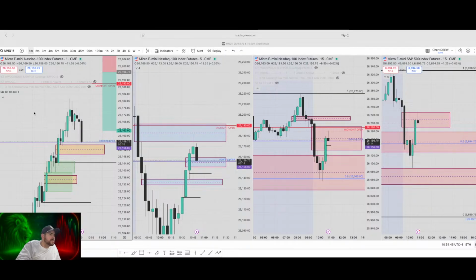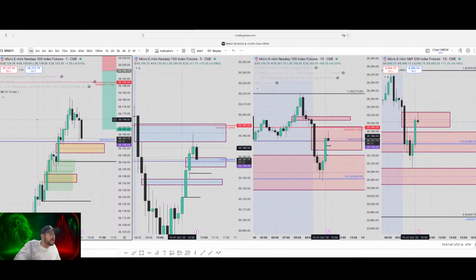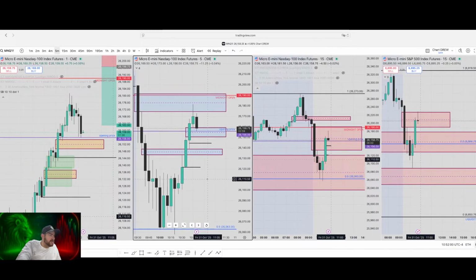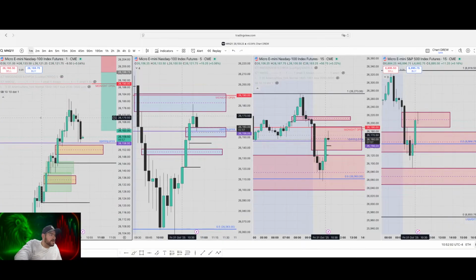Let's get ready. See what it wants to do here. I'm going to get ready. I don't want it to hold this 5 and bounce, because I'm expecting it to go lower. I could take an entry just when it closes past this 5 minute, with a stop above the 5 minute.